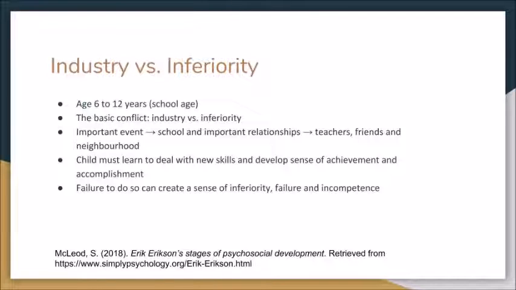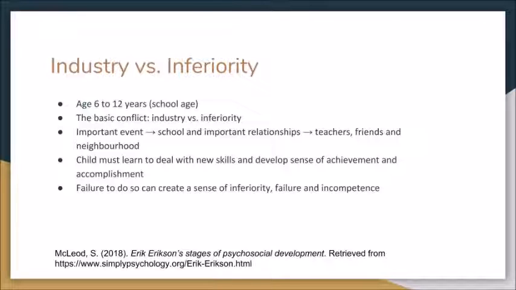Next is industry versus inferiority from 6 to 12 years old. The important event is school, and the important relationships are teachers, friends, and neighborhood. The child must learn to deal with new skills and develop a sense of achievement and accomplishment. Failure to do so can create a sense of inferiority, failure, and incompetence.